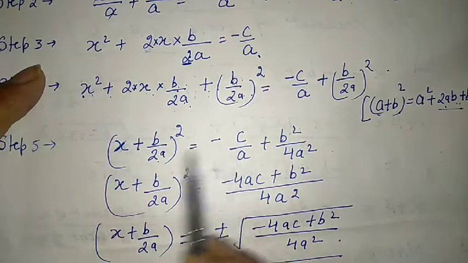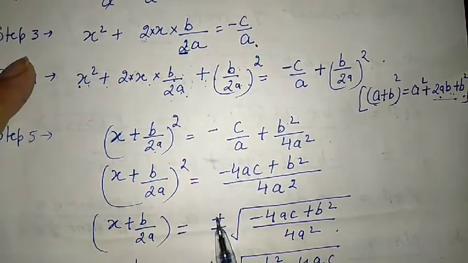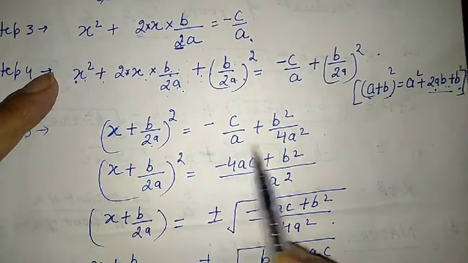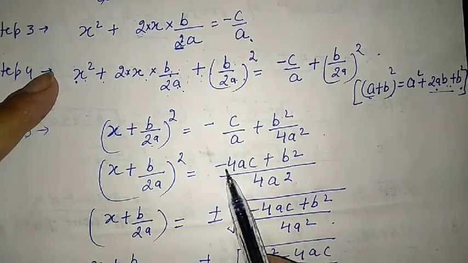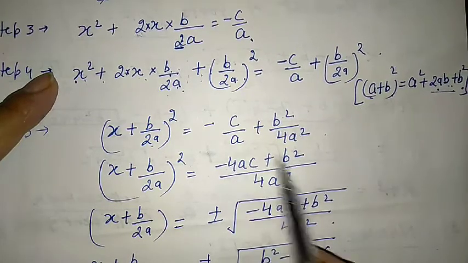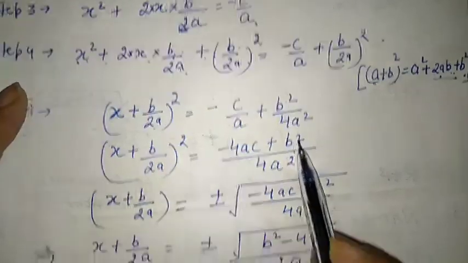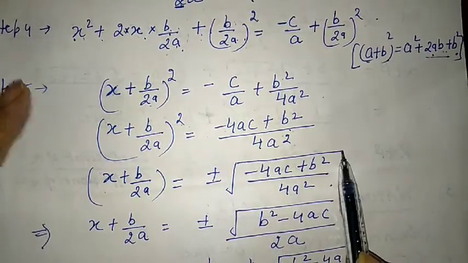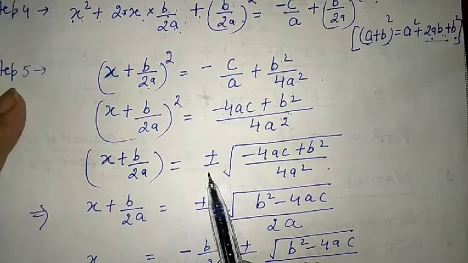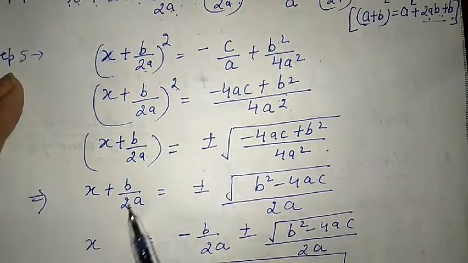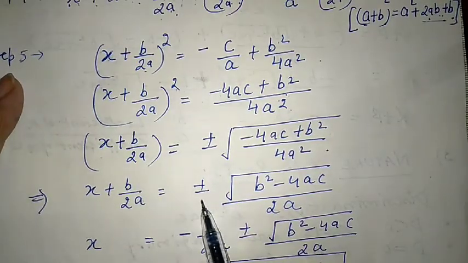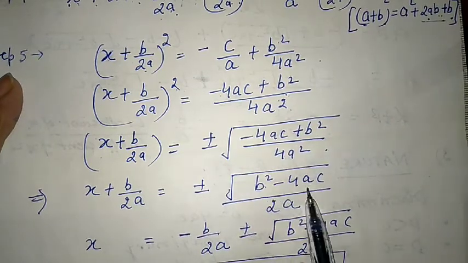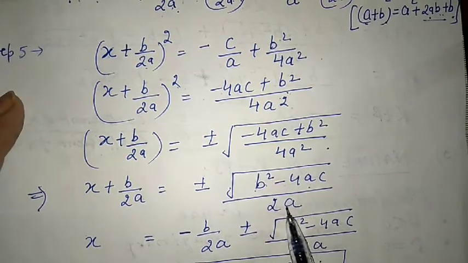Now we will solve this only at the end. When we solve, we will get the quadratic formula. x plus b upon 2a whole square is equal to, taking the LCM 4a square, minus 4ac plus b square. So removing this square, we will take the root of the other side. We know that when we take the root, we get two values, plus and minus. So x plus b upon 2a is equal to plus minus under root. We will write the positive term at the first place and the negative term at the second place. b square minus 4ac upon 2a.